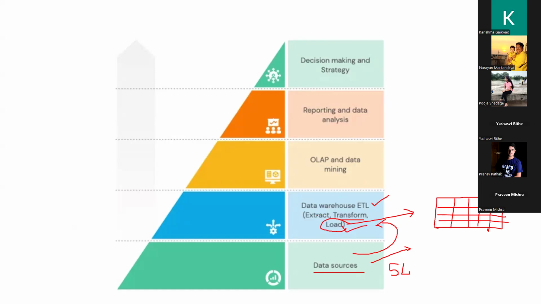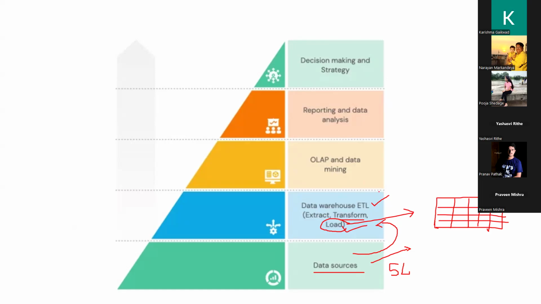So remember, E is nothing but taking the data from different resources. Transform is nothing but pre-processing the data and converting it into actionable format, and then load the data again so that other users can use that data. Clear?